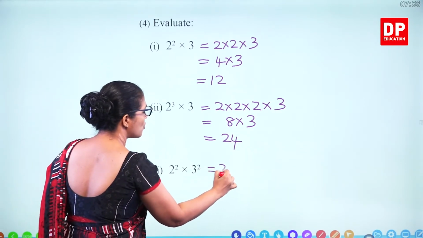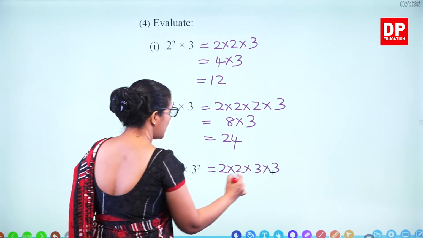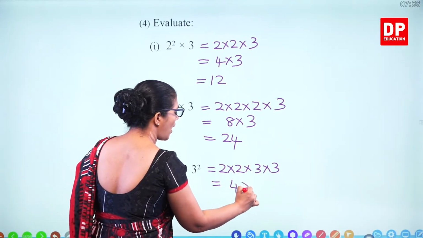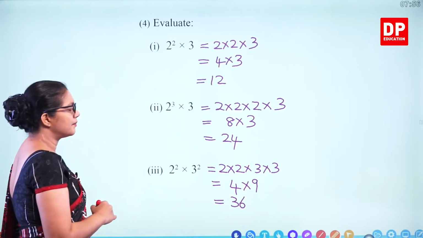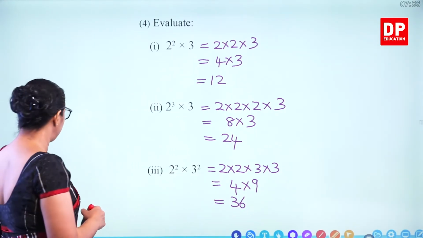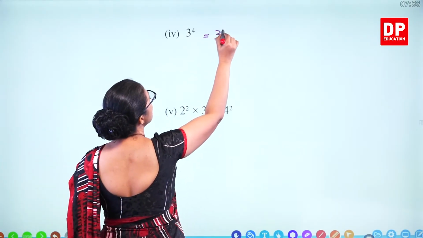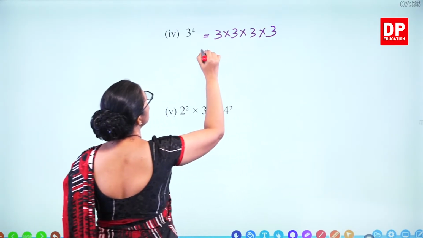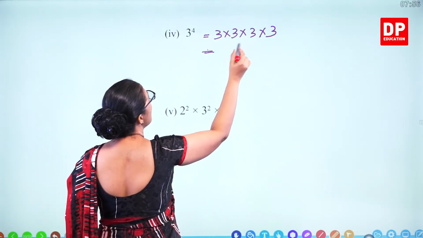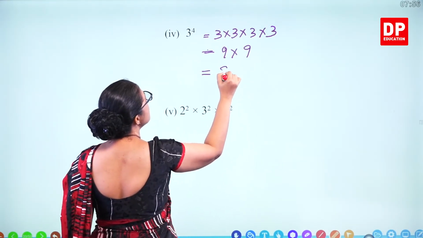2 squared, 2 into 2. 3 squared, 3 into 3. 2 squared is 4, 3 squared is 9. 9 times 4, 36. 3 to the power of 4 is 3 times 3 times 3 times 3. So you get 9 and 9. 9 times 9, 81.